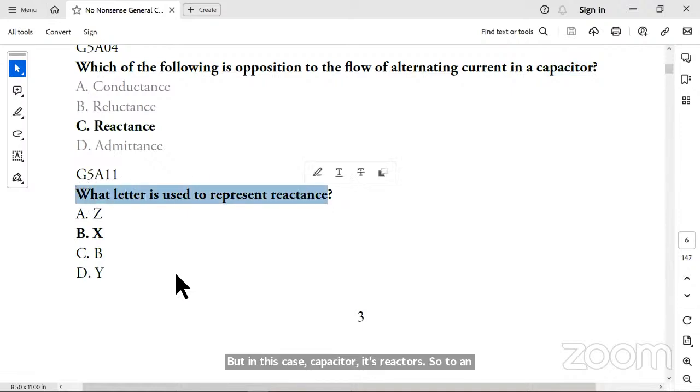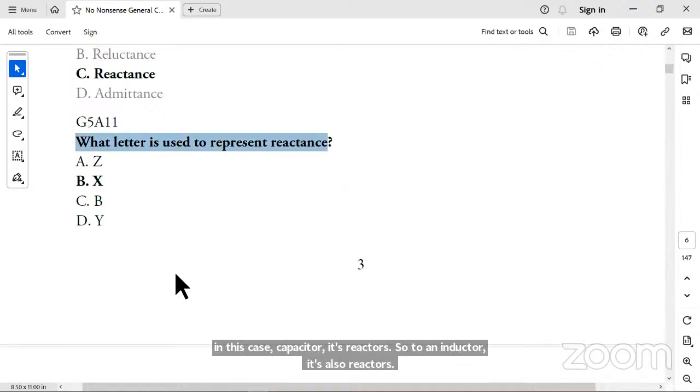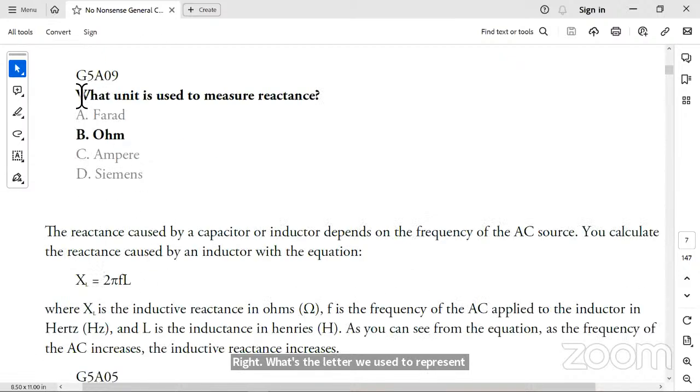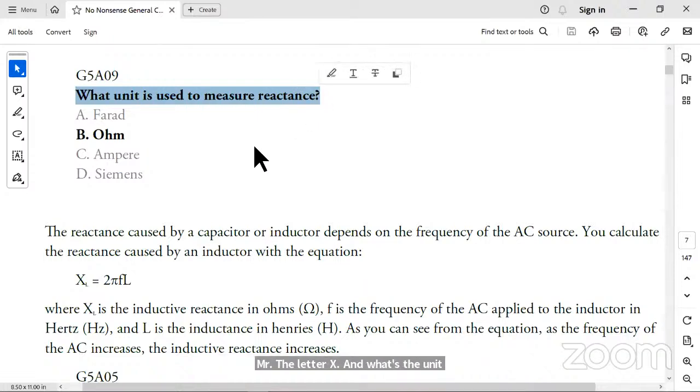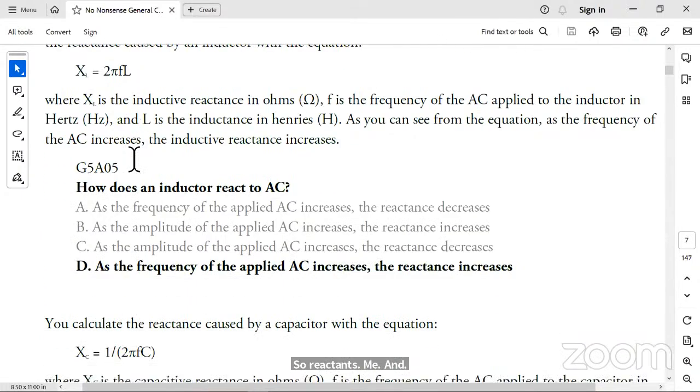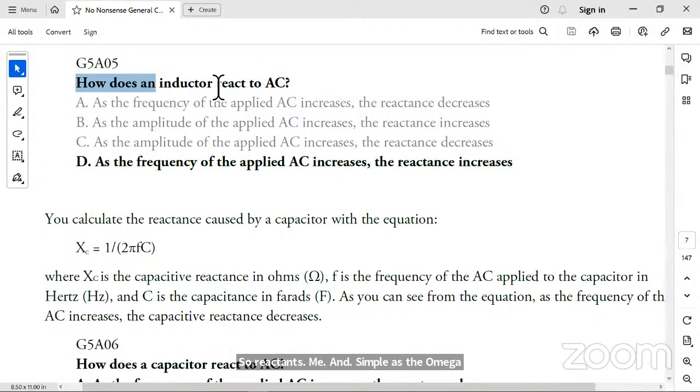What's the letter we used to represent reactance? We said it was the letter X. And what's the unit that we use to measure reactance? It's the same as for resistance. It's the ohm. So reactance is measured in ohms. The symbol is the omega. All right, next question in the question pool.